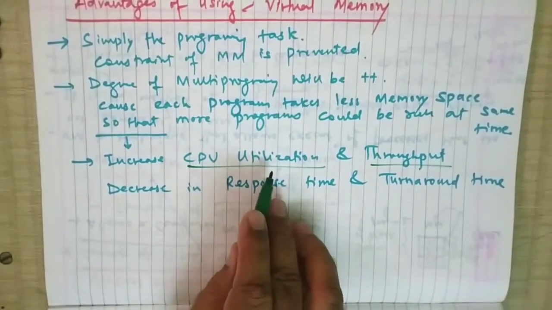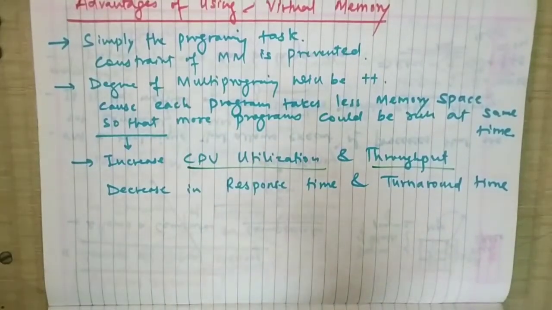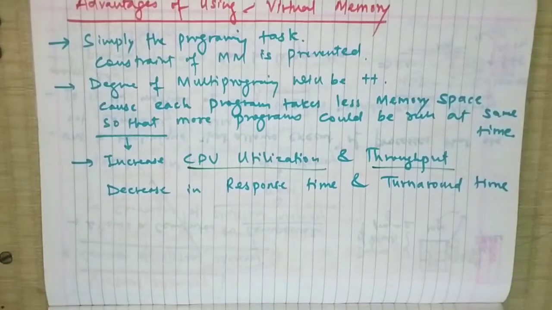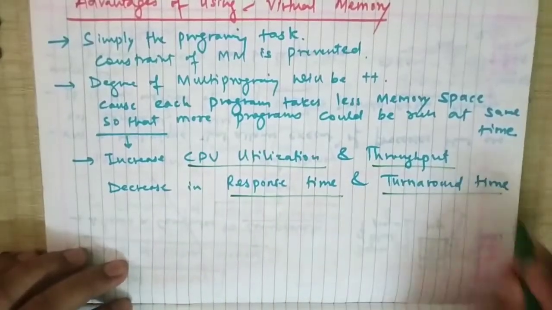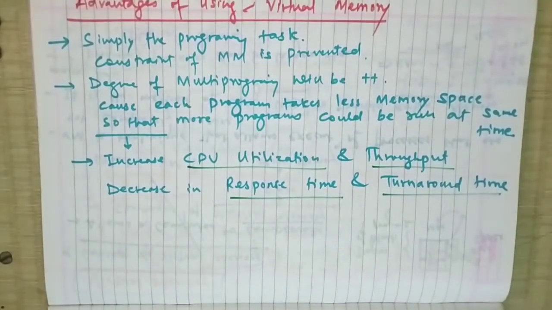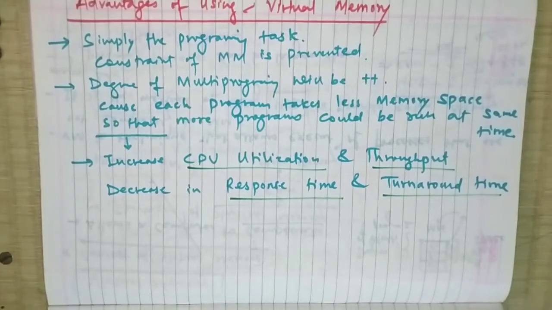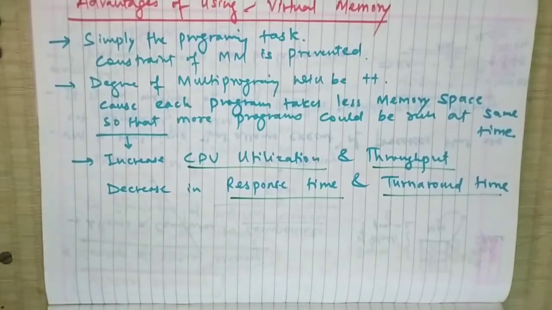CPU utilization will be increased absolutely, and the throughput will be increased because the number of processes getting executed will be more, but there will be a decrease in the response time and the turnaround time. So these two things we need to consider. Thus running a program that is not entirely in memory would benefit both the system and the user. How will it give the benefit? Because more programs will be executed.